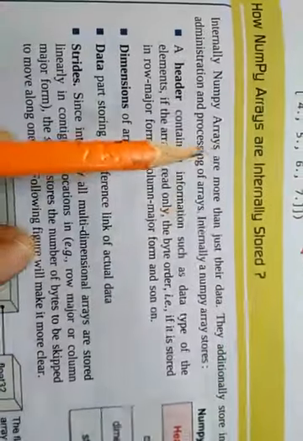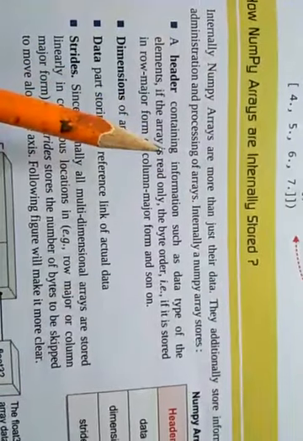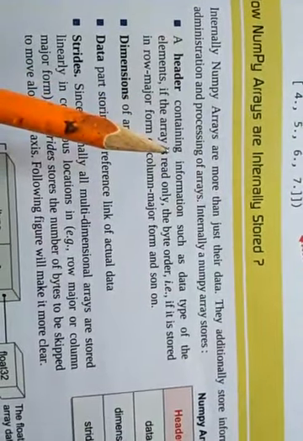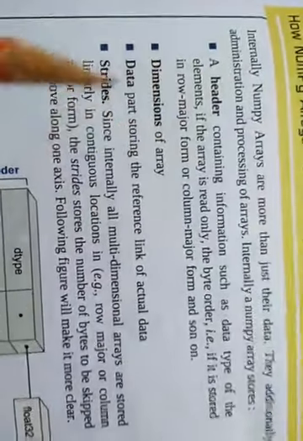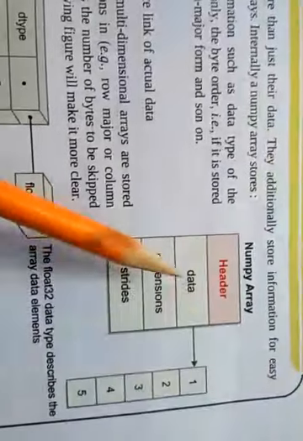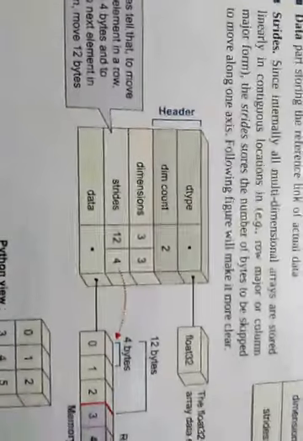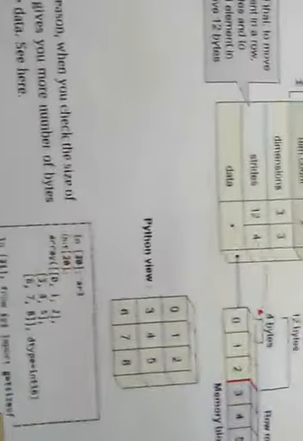Now, internally a NumPy array has more than just its data. Some additional information is stored for processing the array. So internally a NumPy array stores, first the header, second the dimension, third our data, and last the stride. So this is the header, shape of data, dimension, and the stride. Let us understand this with the help of the following diagram, which is more clear.